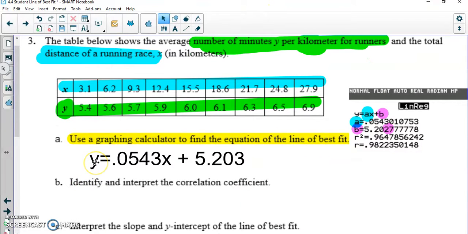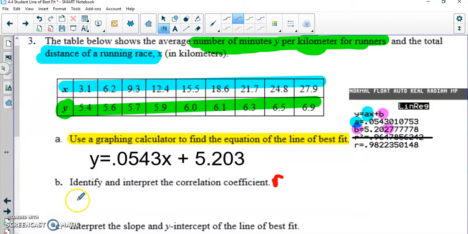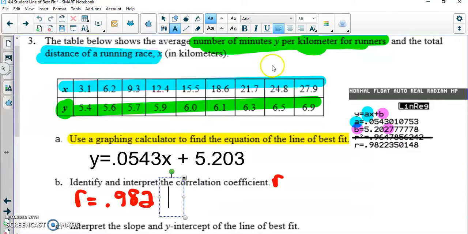Now it wants me to identify and interpret the correlation coefficient. And remember, the calculator tells us a few things we don't need. R squared is nothing to us. The correlation coefficient is just R. So it's good to remind yourself that we're just looking for the R value. So in our case, R was given to us as 0.982.